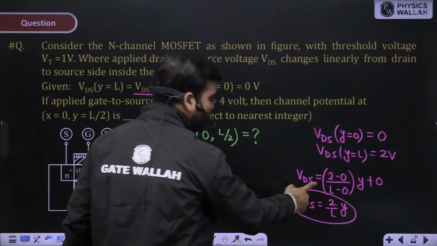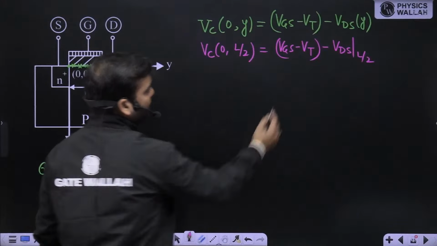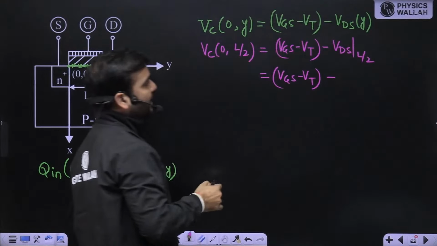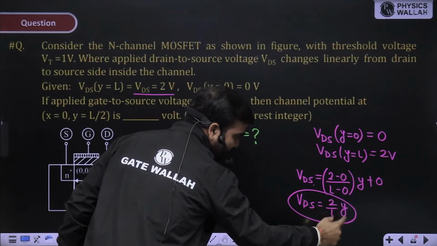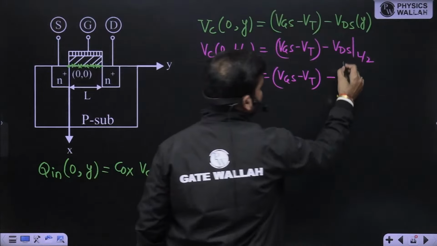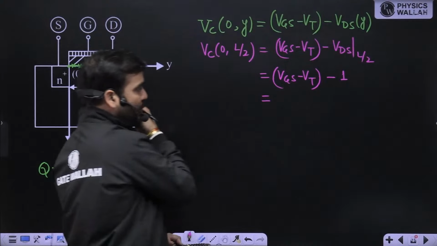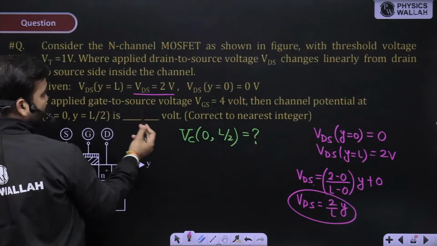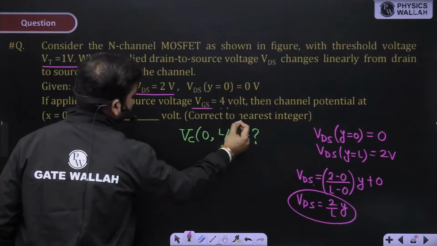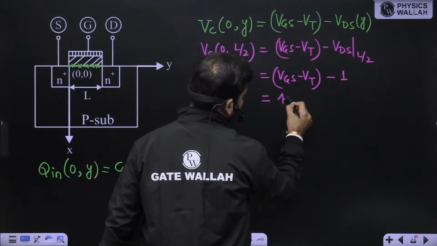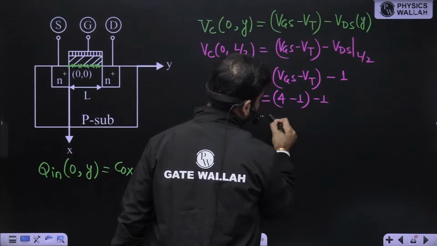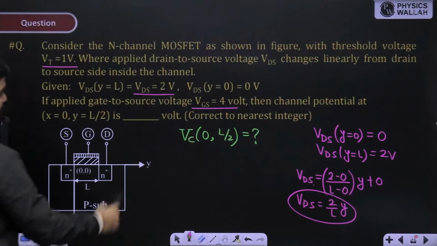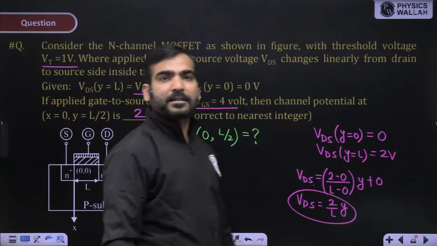So what is VDS at y equals L by 2? If we put y equals L by 2, L cancels, and 2 by 2 is 1 volt. So it is 1 volt. Now put the value of VGS. How much is VGS in the question? VGS is 4 volt. And what is the threshold voltage in the question? The threshold voltage of the MOSFET is 1 volt. So VGS is 4, VT is 1. So it is 4 minus 1 and minus 1. This is 2 volt. 2 volt is the answer. This is the correct answer.